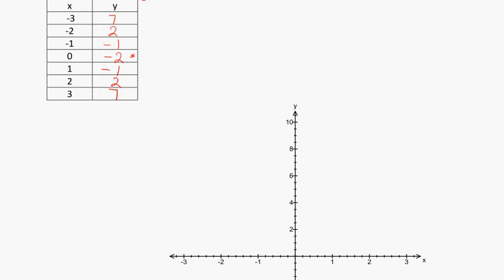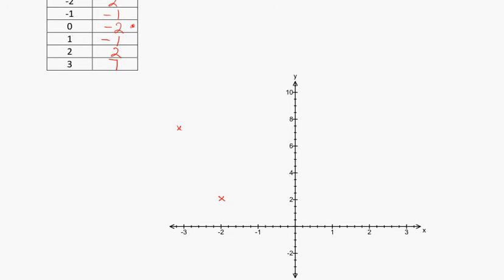Alright, negative 3, 7. When x is negative 3, y is 7. When x is negative 2, y is 2. When x is negative 1, y is negative 1. I'm going to move it down.